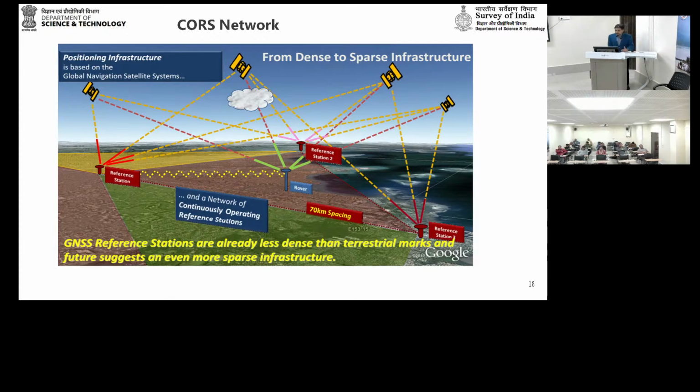See, this is a typical CORS network. We can see that we have 3 CORS points. All the red ones are the CORS stations, and the blue one is a rover. Suppose we move away from one point, then we will be near the other station, which means we will get accuracy irrespective of the distance.